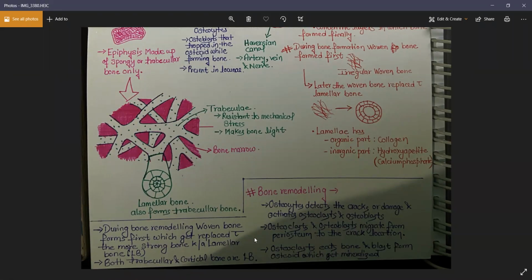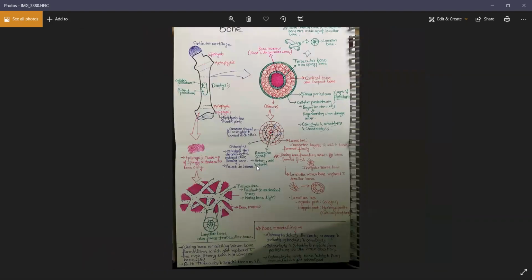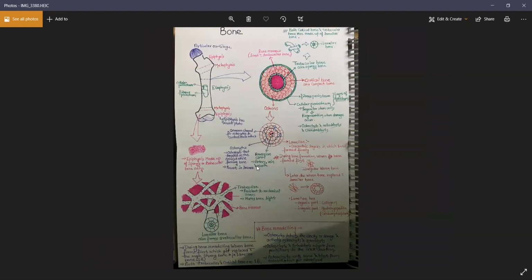Okay, and during this remodeling process, first my woven bone is formed, and then this lamellar bone is formed. Okay, and both the trabecular and the cortical bone are ultimately made up of the lamellar bone, right? Yeah. So if you already know this process, then we can discuss, and you will be able to understand in what scenarios you will have this subperiosteal degeneration, right? And in case of osteoporosis, how you have damage of the trabecular bone first, not the cortical bone.